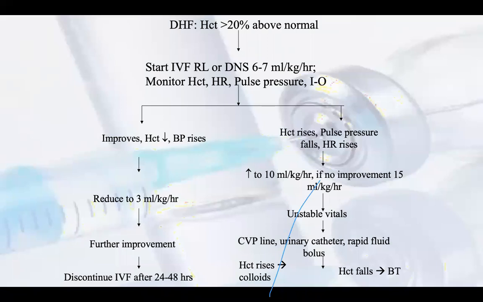In the second case, if hemoglobin rises and pulse pressure falls, then go to 10 ml per kg per hour. If there is no improvement, 15 ml per kg per hour can be given. If vitals are unstable, place a CVP line and urinary catheter and give rapid fluid boluses. If HCT rises, give colloids, and if HCT falls, check the bleeding time of the patient.